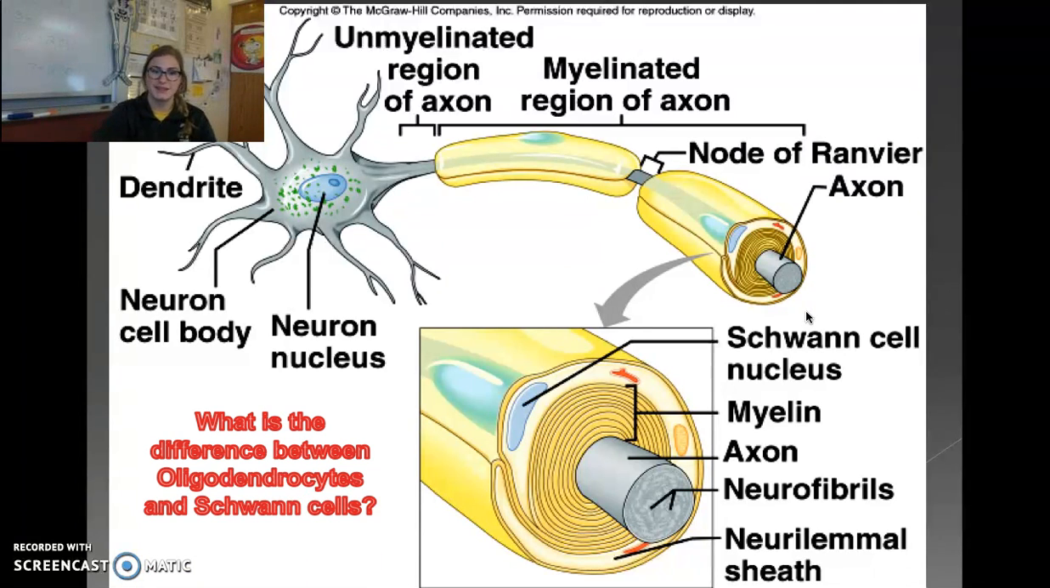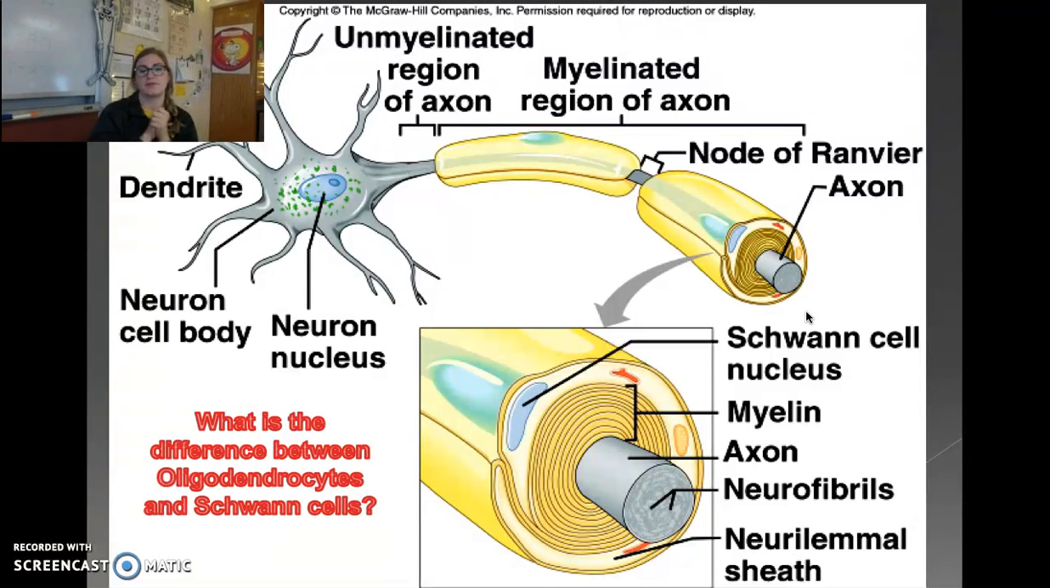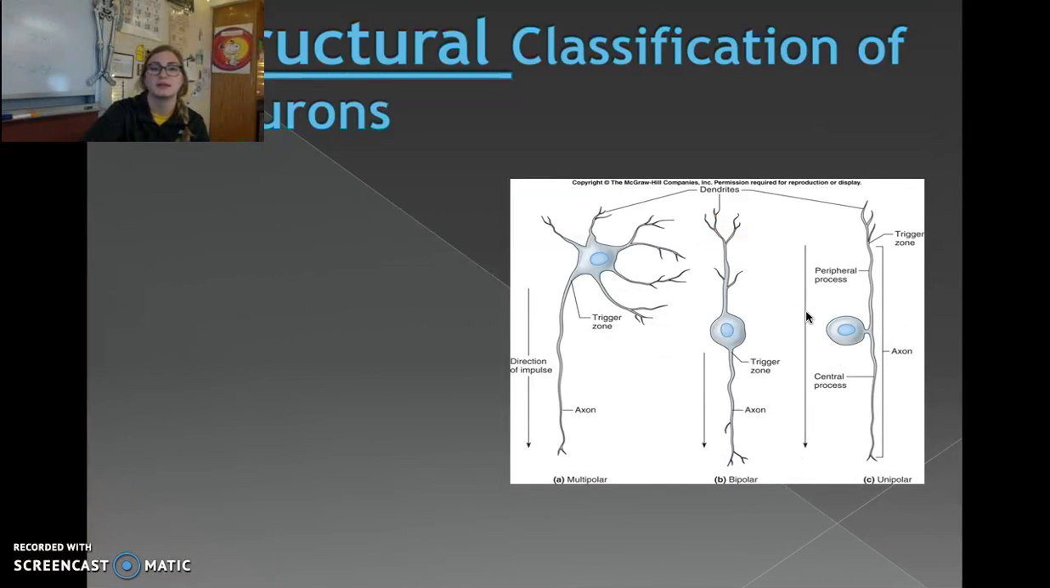So, once again, difference between oligodendrocyte and Schwann cells? Good job. I hope you got that right because we've already asked this before. Oligodendrocytes are found in the central nervous system, Schwann cells in the peripheral. Schwann cells grow back, oligodendrocytes do not.